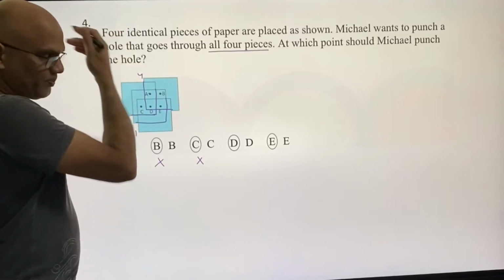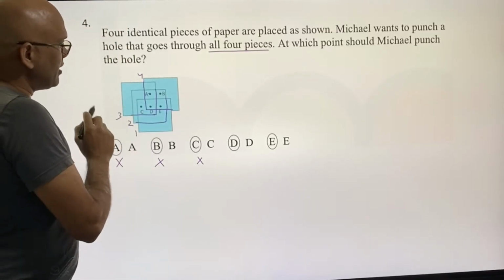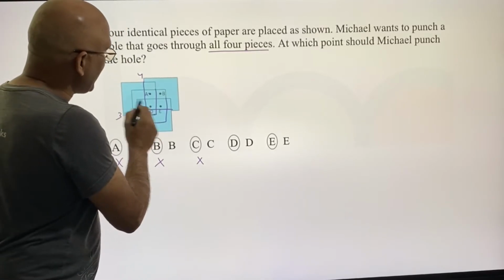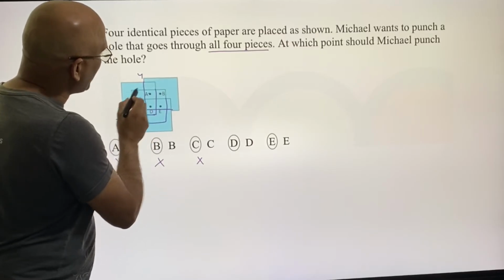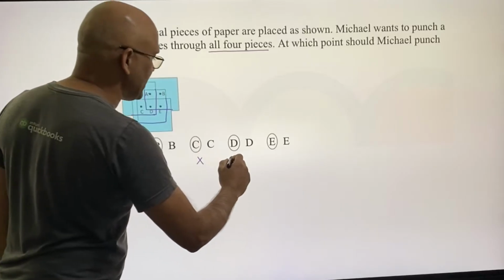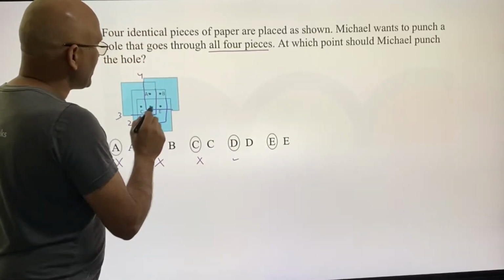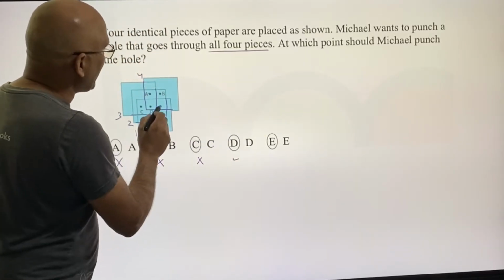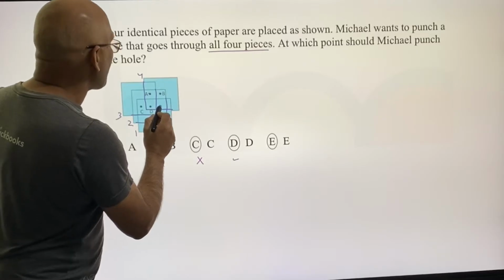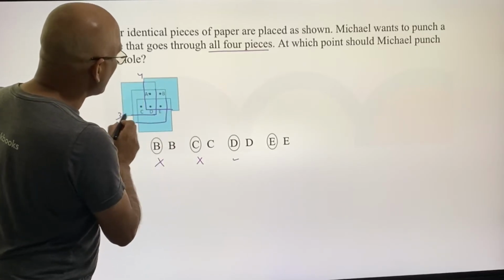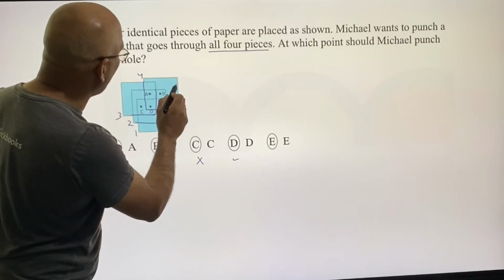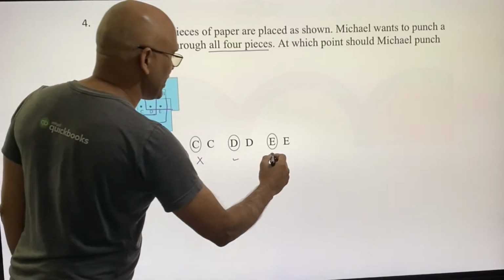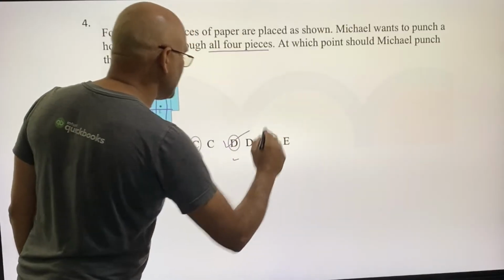Right? So if we look at point D, D is going through 1, 2, 3, and 4, all the points. So D seems like a correct choice. Let's double check E. E, as we can see, is not going through sheet 3. E is going through 1, 2, and 4, but not 3. So E is not the correct choice, then D is the correct choice.